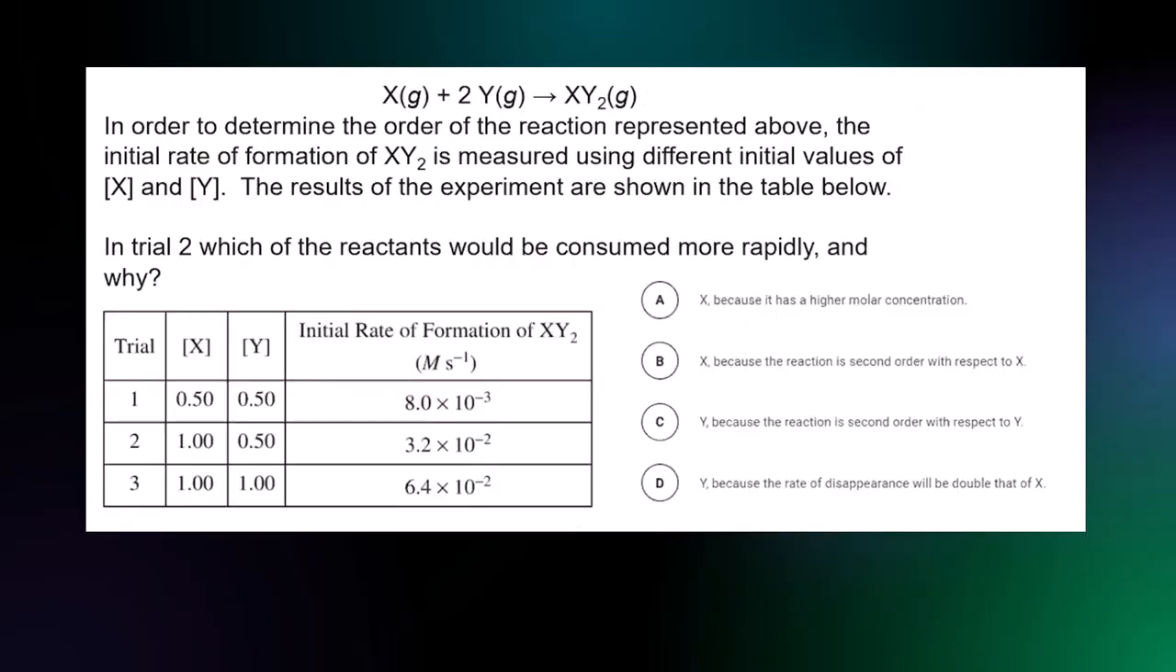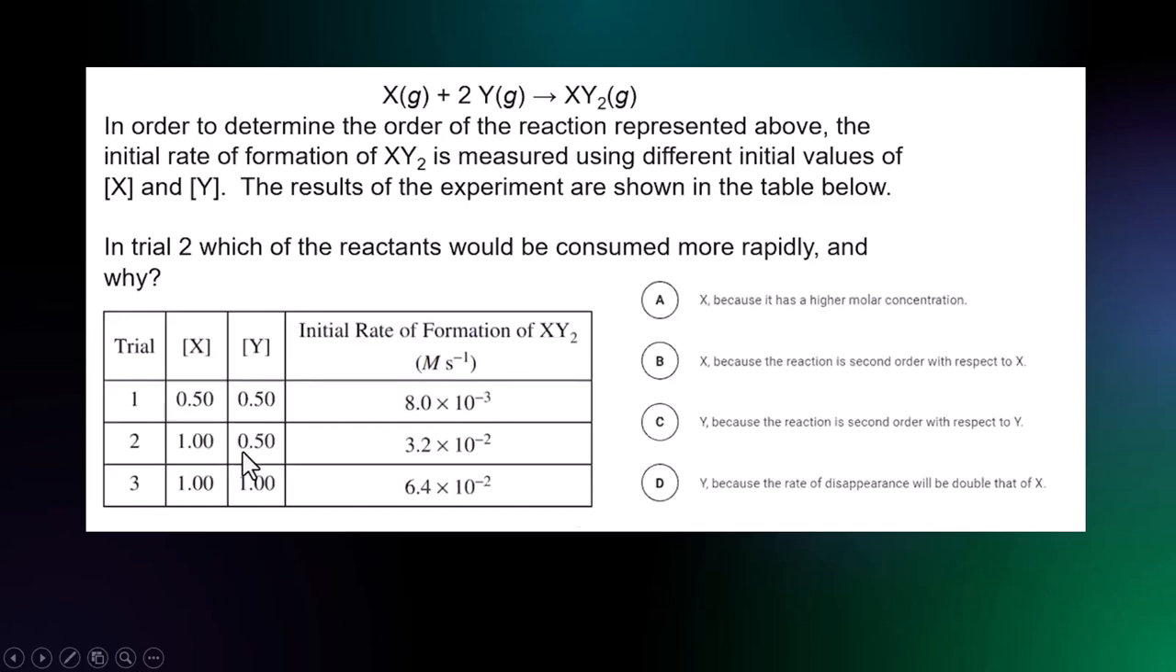Okay, in this one, in order to determine the order of the reaction represented above, the initial rate of the formation of XY2 is measured using different initial values of the concentration of X and the concentration of Y. The results of the experiment are shown in the table below. In trial 2, which of the reactants would be consumed more rapidly and why? Well, they're actually giving you a lot more information than you need. This question is asking you what's going to happen to the concentrations of X and Y. How do they relate? Well, all you have to do is look at the coefficients of X and Y. The coefficient of X is 1, the coefficient of Y is 2. So you should know that Y is going to decrease faster. And if you look at trial 2, Y even has less of a concentration.